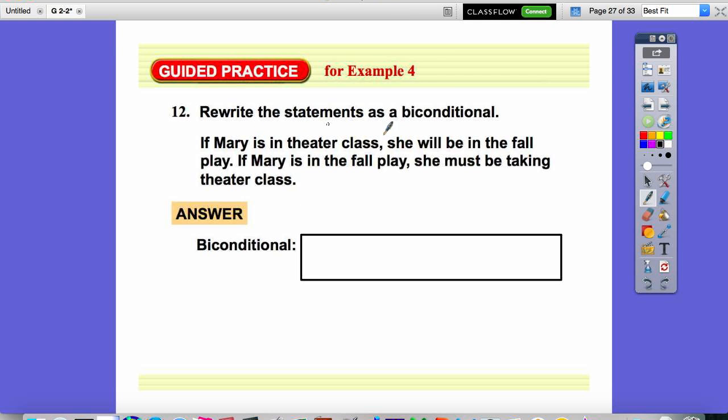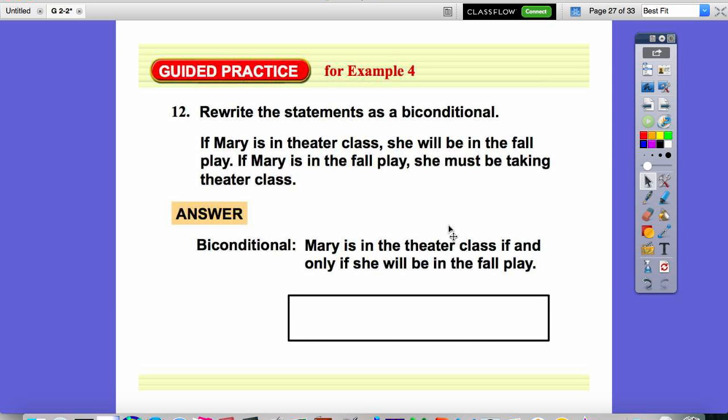If Mary is in theater class, she will be in the fall play. If Mary is in the fall play, she must be taking theater. So Mary is in the fall play if and only if she is taking theater class, or Mary is in theater class, let's see how they have it written. Mary is in theater class if and only if she will be in the fall play. I wrote it the other way. Mary is in the fall play if and only if she is taking theater class.